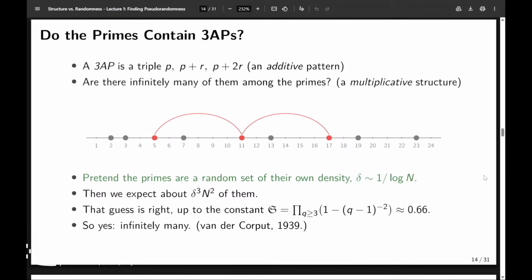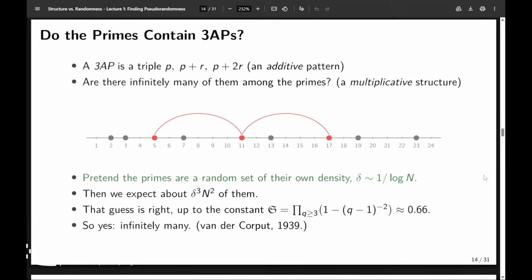But with that context, here's the question: do the primes contain, say, infinitely many 3 APs? This is a special case of the Green-Tao theorem, if you've heard of it, which verifies this for k APs. We'll just talk about the case k equals 3. And you might believe the familiar heuristic, a motivating paradigm inside number theory, that additive structures and multiplicative structures interact pseudorandomly.